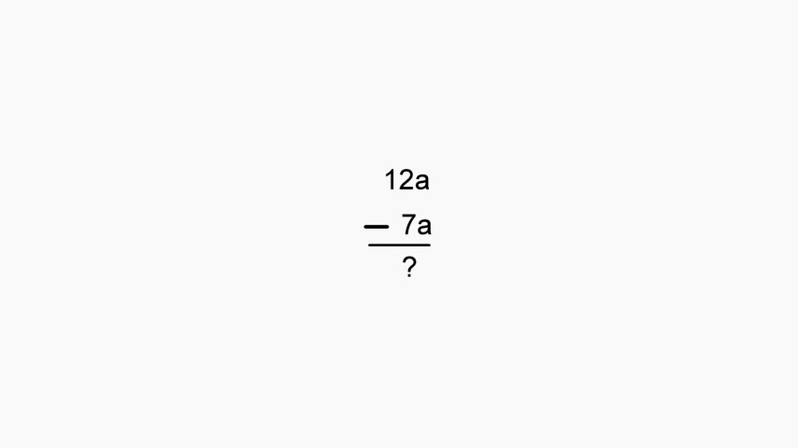Suppose I have 12 A things and I give away 7 of those A things. How many would I have left? Because they are both A things, I can subtract the 7 A things from the 12 A things to leave 5 A things. Now what if I have 25 X things and I want to give away 11 of those X things? How many would I have left? Because they're both X things, that means I can simplify them and subtract 11 X things from 25 X things to leave 14 X things.